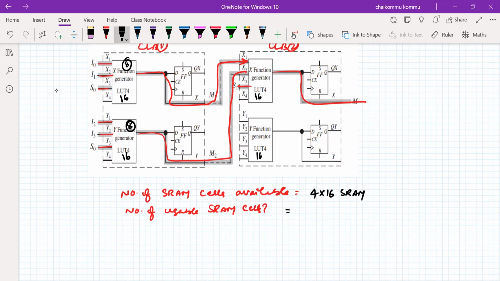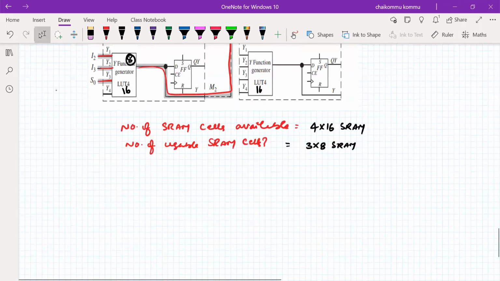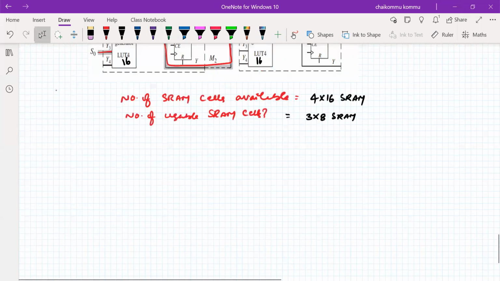Here also only 8 we are using, here also 8. That means 3 into 8 SRAM cells are usable. The other resources we are not using. Therefore, we are wasting the resources for the particular application, but it doesn't matter. Is it clear to all of you? Shall we consider another example?